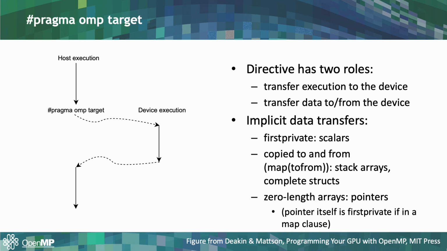When that structured block is finished executing on the device, execution is transferred back to the host. This is similar in some ways to the regular OpenMP parallel directive. When that thread encounters the parallel region, a bunch of threads are created. They execute the code within that structured block, and when they finish, they join up at the end and execution continues on the original thread. And you can see the parallels here. The host encounters the target directive, a target task is created, and execution is transferred to the device.